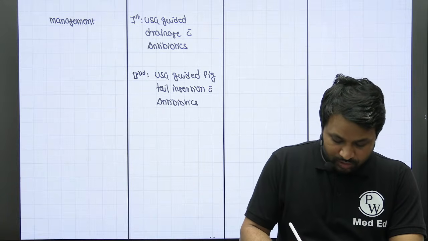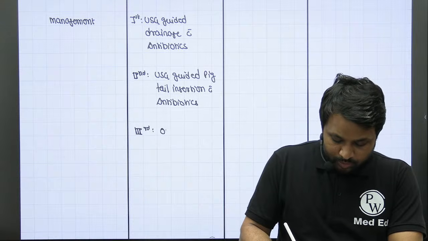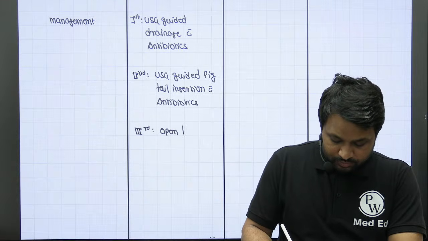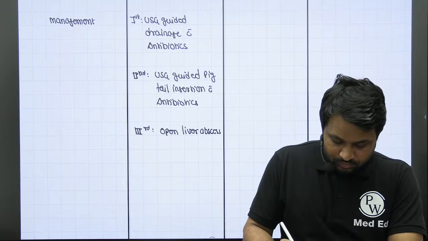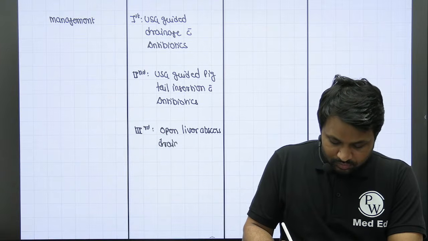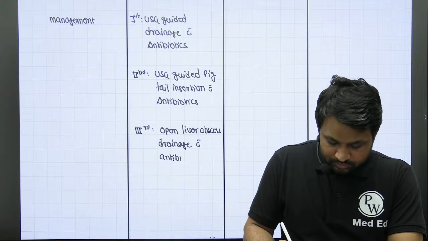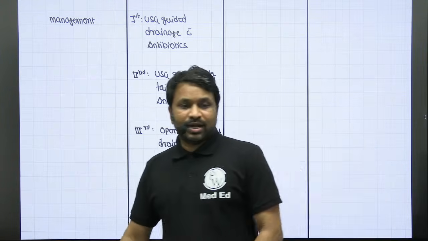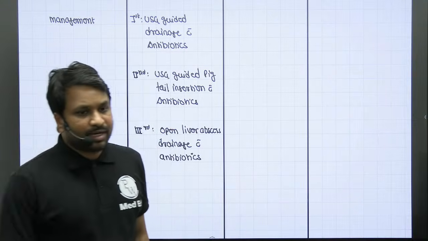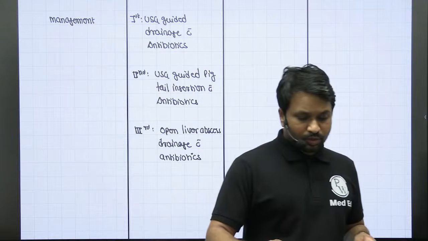If this does not occur, then it is going to be open liver drainage with antibiotics. So you have a USG guided drainage with antibiotics, USG guided pigtail insertion with antibiotics, and then open drainage if it does not work out.